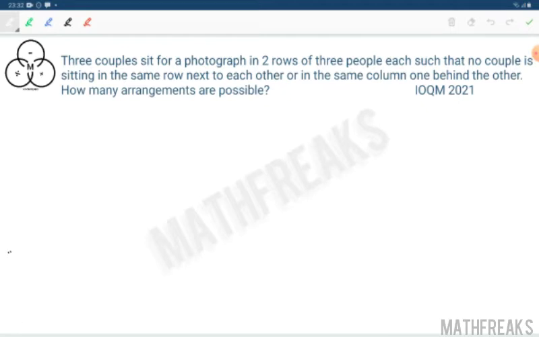Three couples sit for a photograph in 2 rows of 3 people each, such that no couple is sitting in the same row next to each other. If the couples are sitting like that, let the couples be H1 W1, H2 W2, H3 W3.